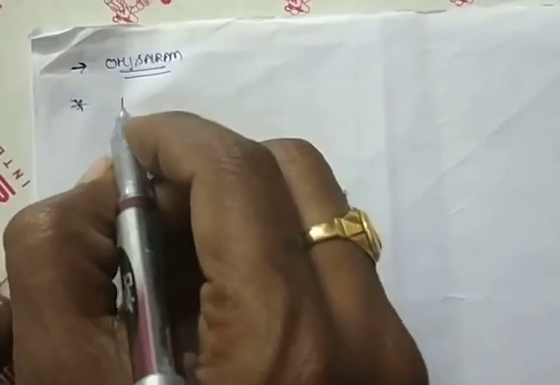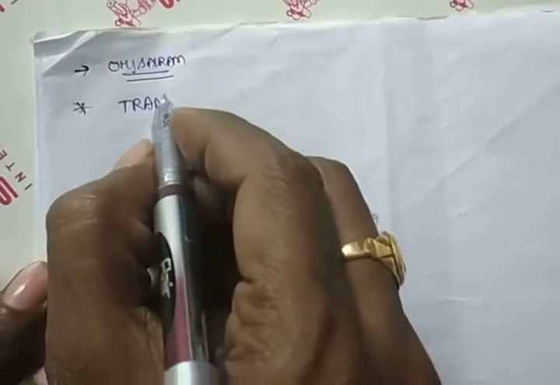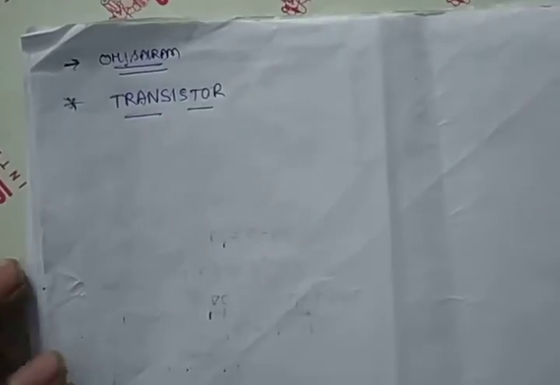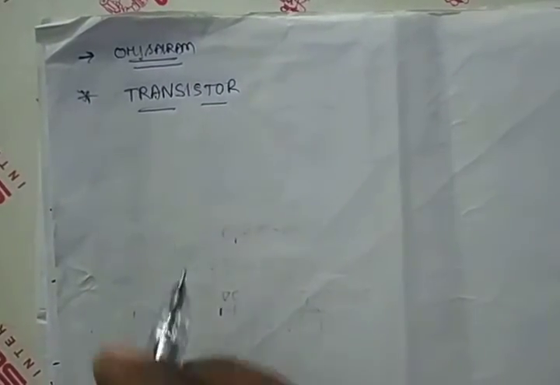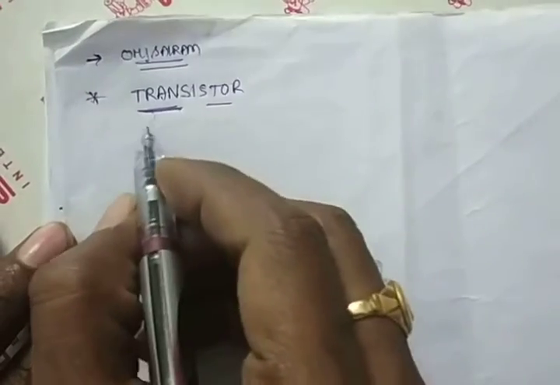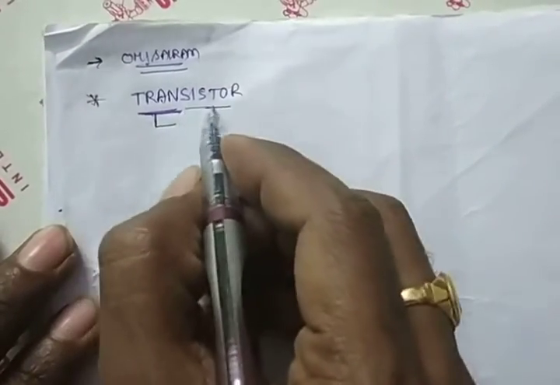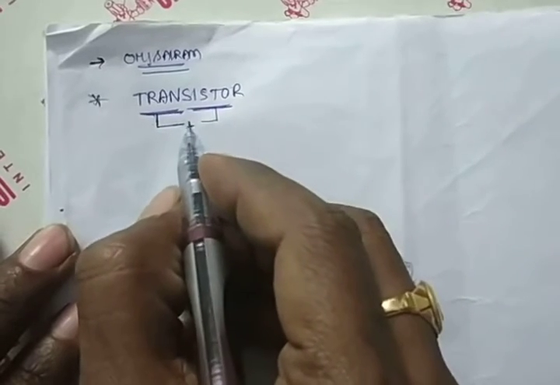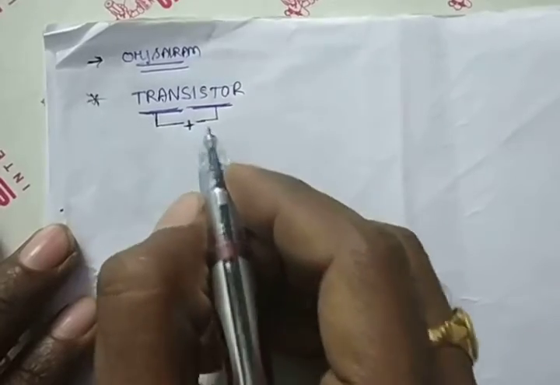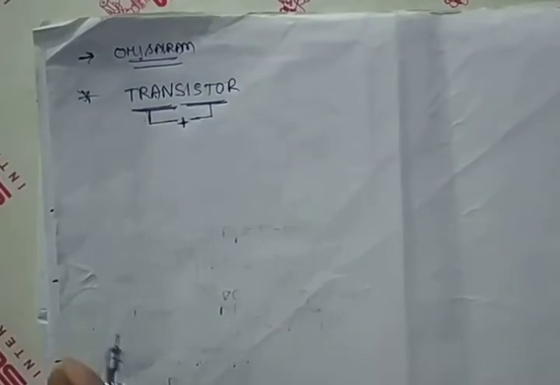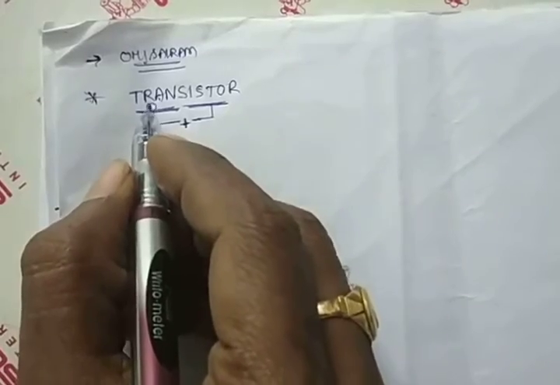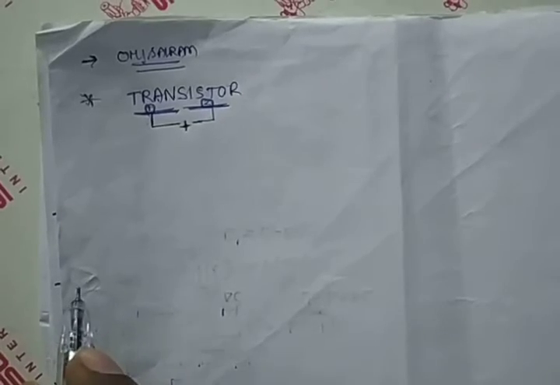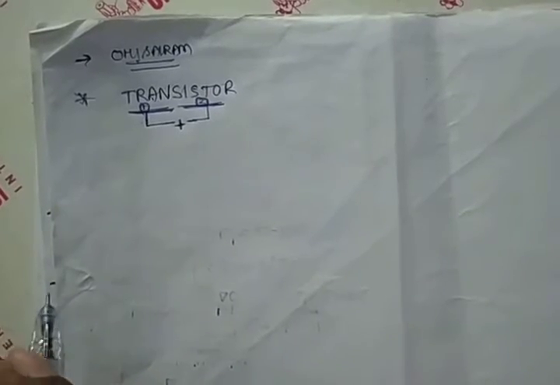So today we are going to discuss about the transistor. Okay, transistor. So what is meant by a transistor? The transistor is a device which is used to transfer resistance. This is the first part which is used to transfer. This is the second part which is used to transfer the resistance. Okay.